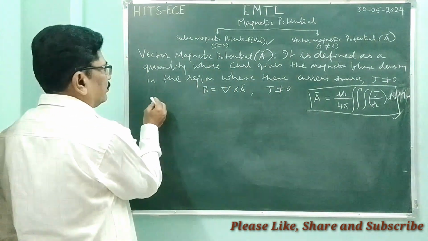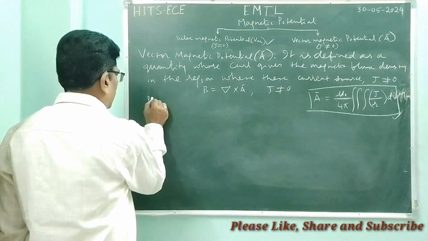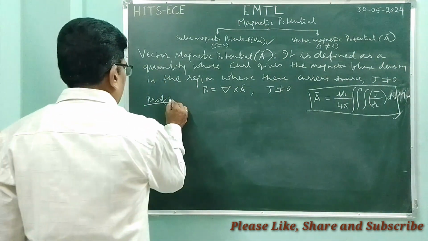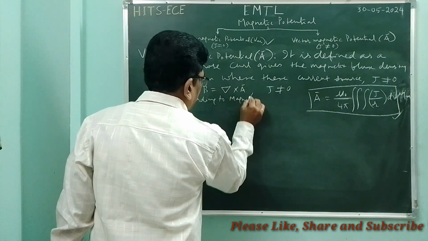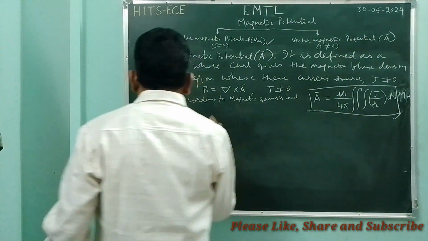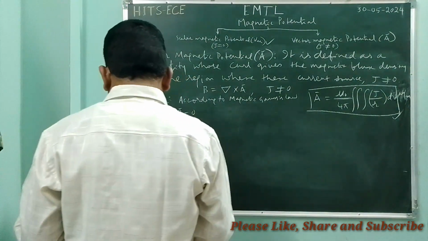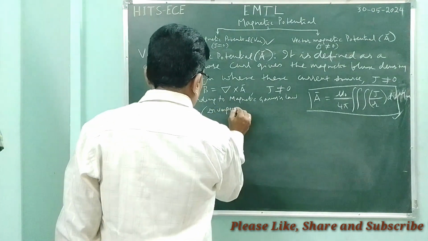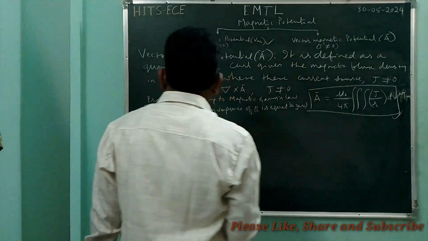Proof. I will prove this. According to magnetic Gauss law, del dot B is equal to 0. The divergence of B is equal to 0.